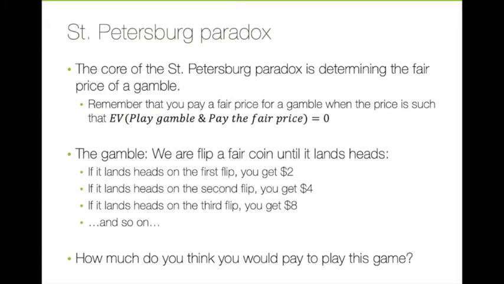We're going to flip a fair coin until it lands heads. Here is how the possibilities could go. One way is I flip the coin and it lands heads on the first flip. If that's the case, you get $2. If I flip the coin and it lands tails the first time and then heads on the second flip, you get $4. If it was tails and then tails and then heads on the third flip, you would get $8. And so on.